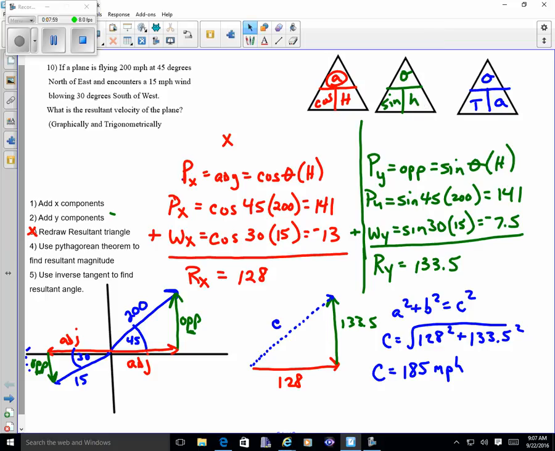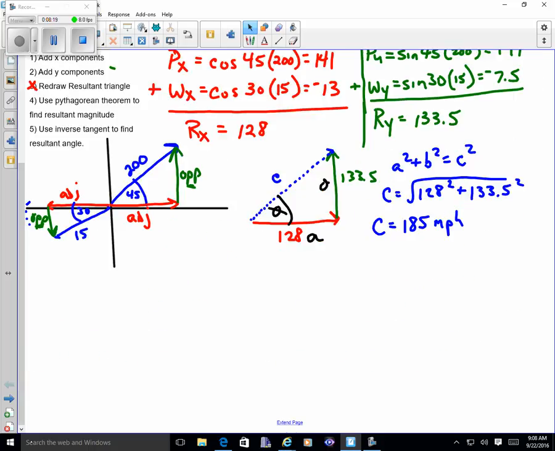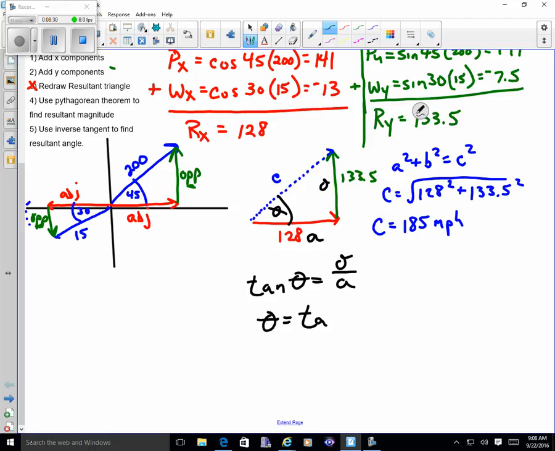Well, let's think about what you know. You know the opposite side, and you know the adjacent side. So we have to use this triangle up here, the TOA. So let me go down here, give us a little bit of room. I now want to find the angle that it's going at. So the tangent equals opposite over adjacent. So that means the angle is the inverse tan. So I'm going to take tan to the -1. The opposite side is 133.5. The adjacent side was 128. And when you end up doing that, you end up getting 46 degrees.